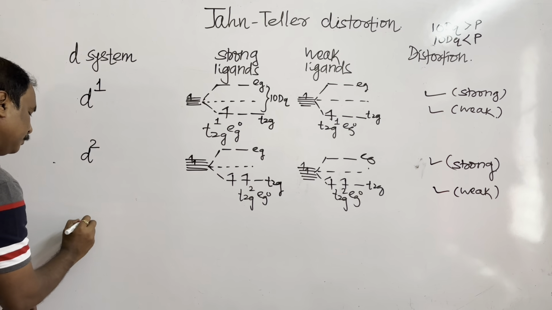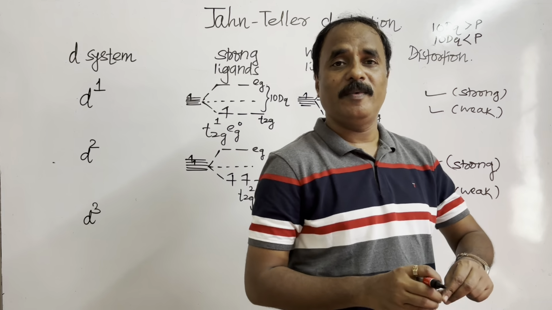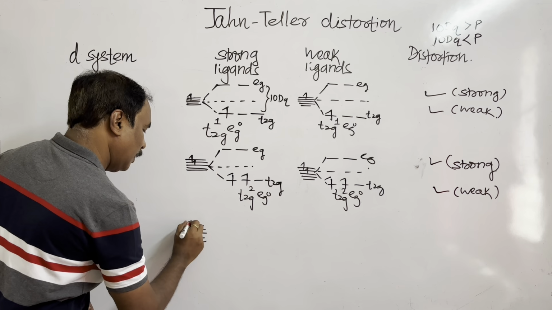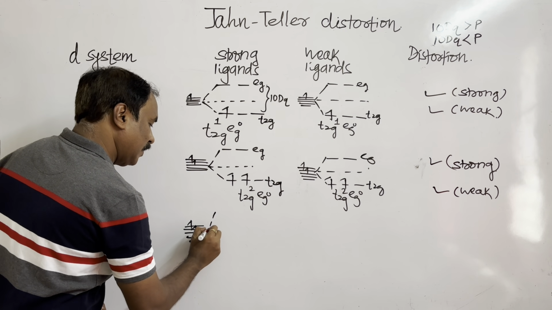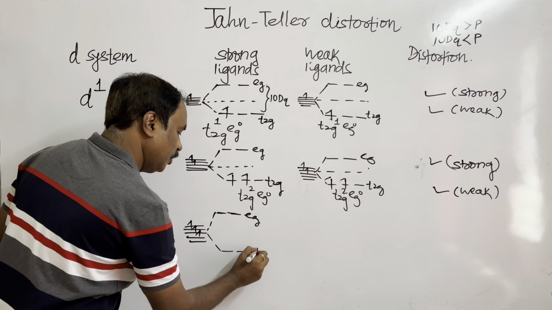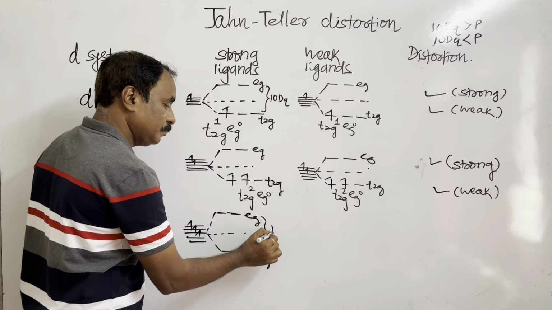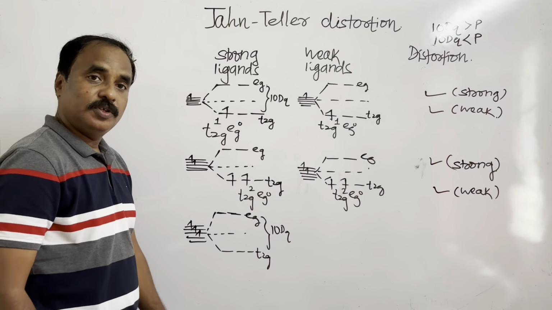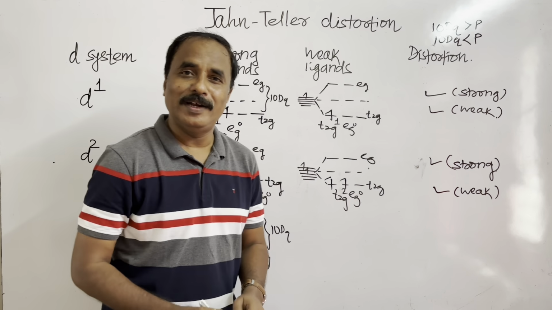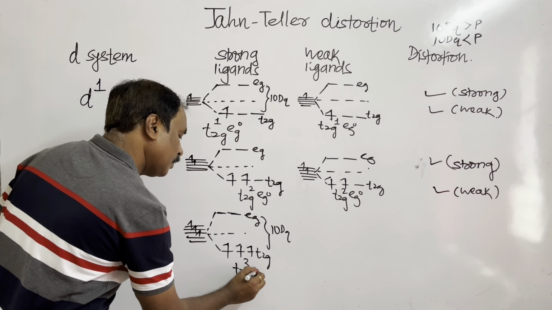Now next one, d3. अभी d3 यानी there are 3 electrons in d atomic orbitals. All these are degenerate. Here 3 electrons are there. If attack of strong ligands, here it is eg and here it is t2g. This is the 10dq. So all 3 electrons will enter in t2g. So electronic configuration is t2g3 and eg0.